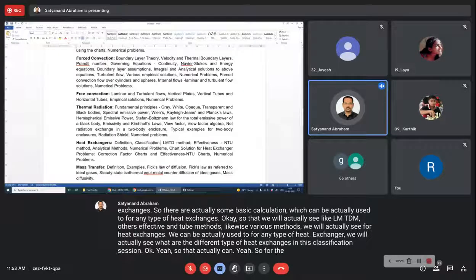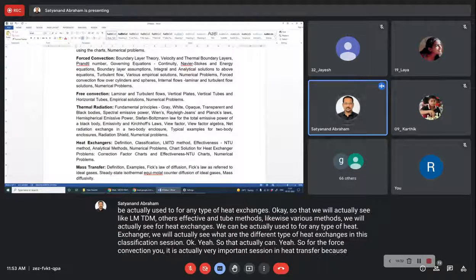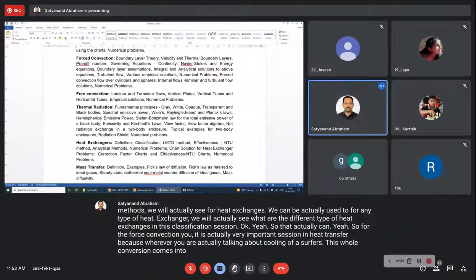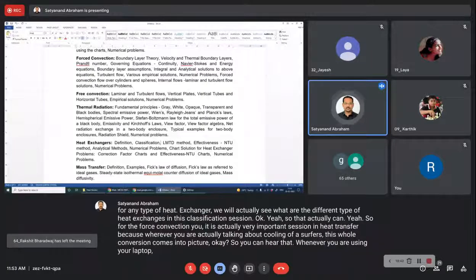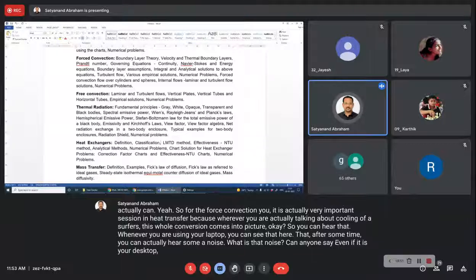Forced convection is a very important session in heat transfer, because wherever you are talking about cooling of a surface, forced convection comes into the picture. Whenever you are using your laptop, after some time you can hear some noise. What is that noise? Even if it is your desktop or your laptop, sometimes you can hear a noise.